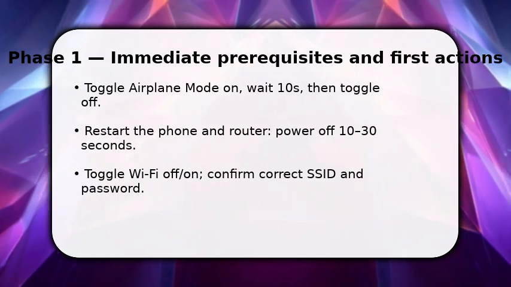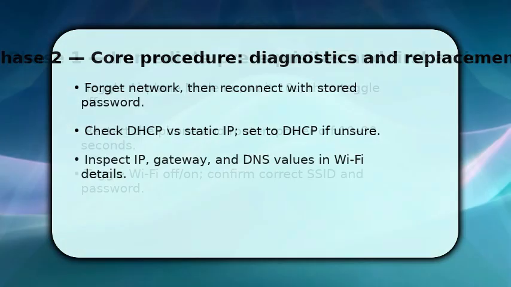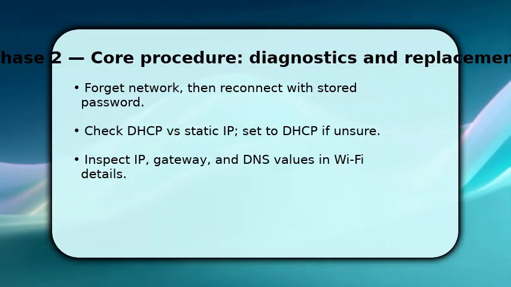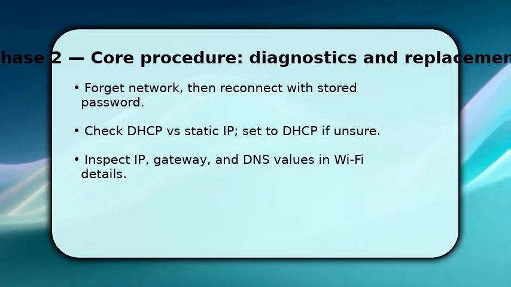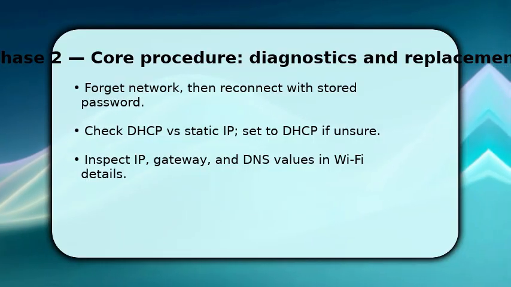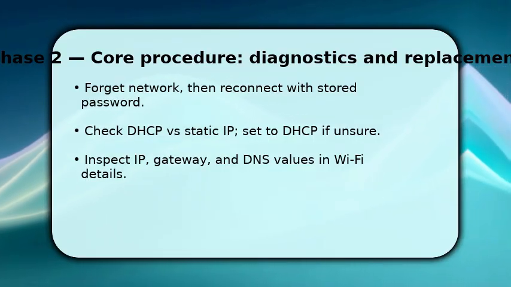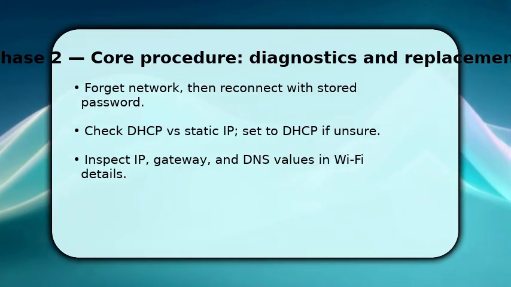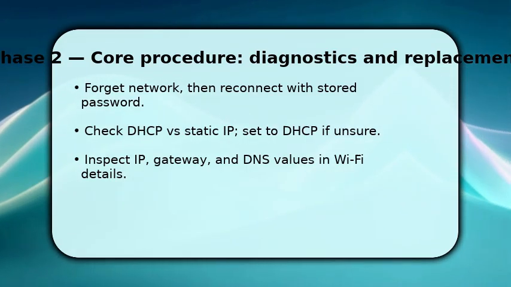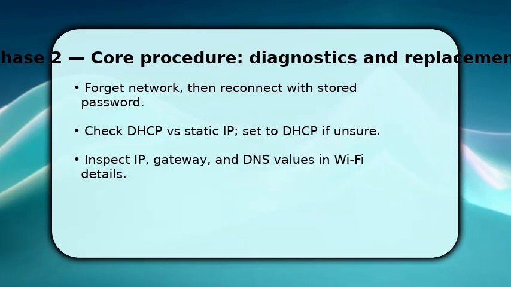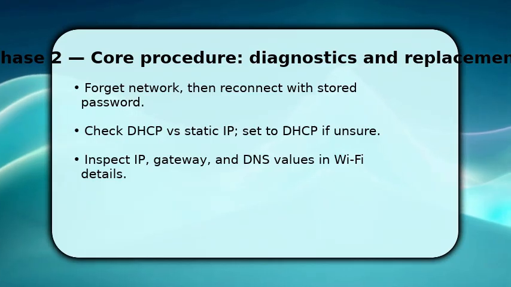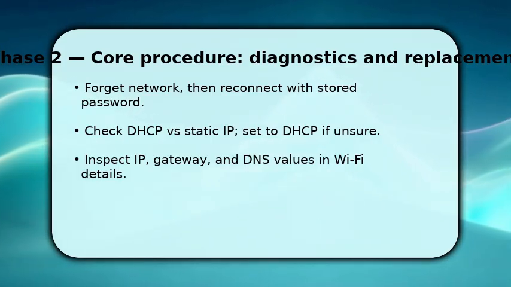Once the basics are out of the way, you troubleshoot settings that often cause connection failures. Forget the problematic network and reconnect. This clears bad saved credentials. Then open Wi-Fi advanced settings and check IP assignment. Switch to DHCP if it was set to static, because incorrect IP or gateway blocks access. While here, review the IP, gateway, and DNS entries. Incorrect DNS causes load failures. If values change after reconnecting, that signals a router issue.